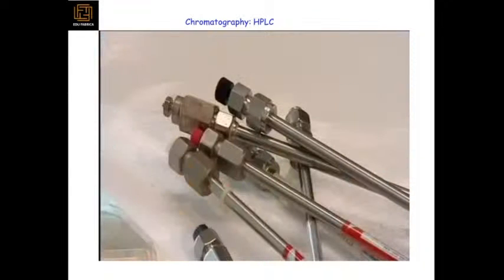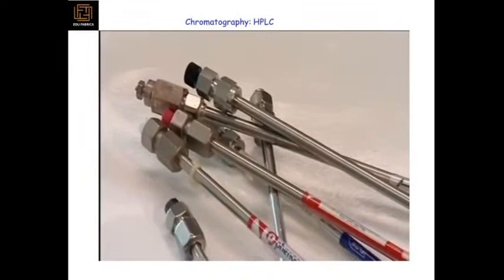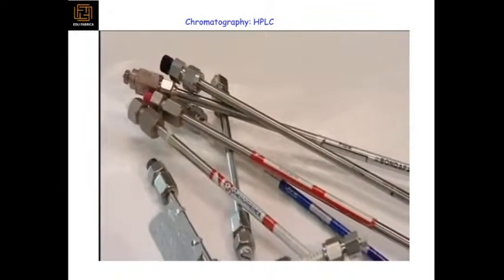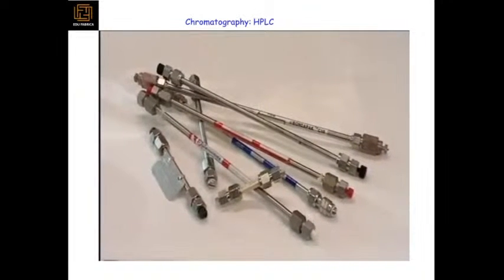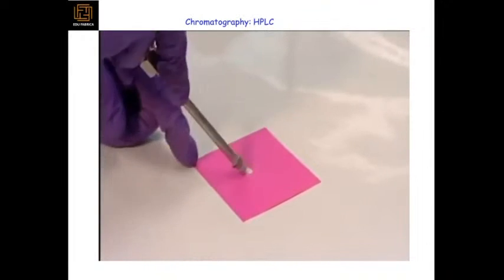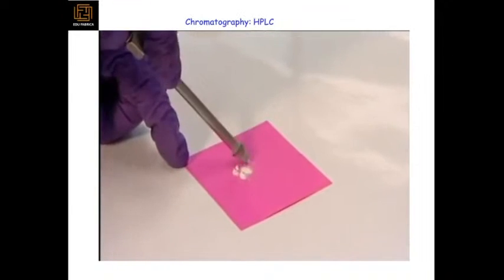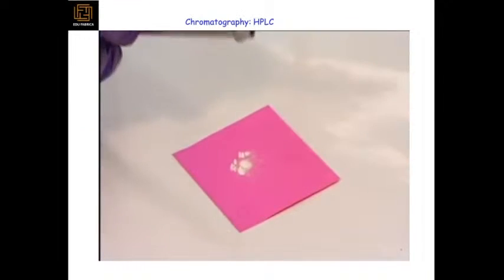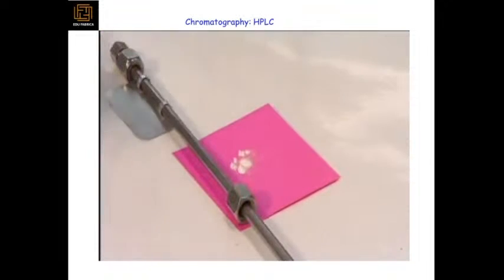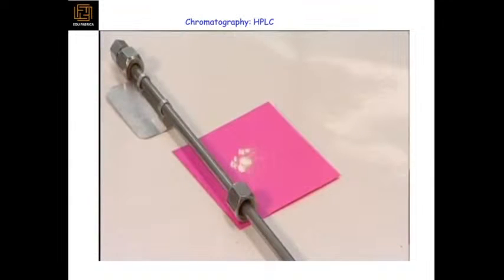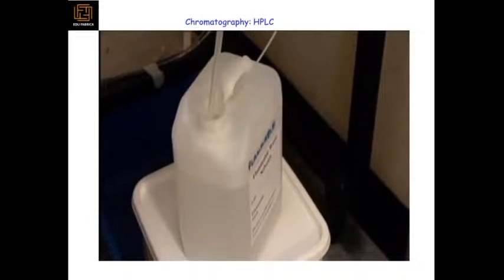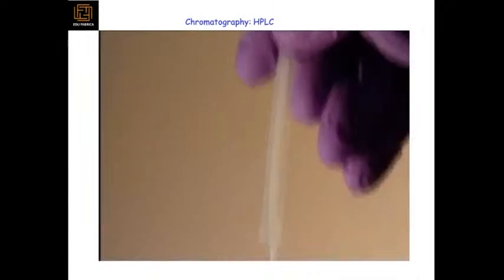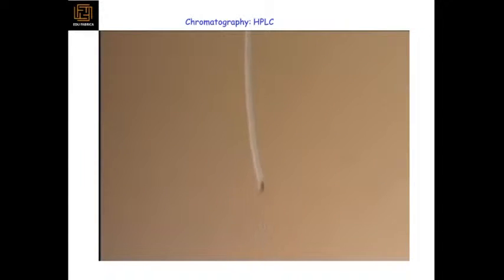In HPLC, the stationary phase is a solid packed into a column, like one of these. This particular column contains silica particles to which C8 hydrocarbons are attached, making the stationary phase nonpolar. In paper chromatography, the solvent moves along the paper by capillary action. In HPLC, the liquid is forced through the column by high-pressure pumps.